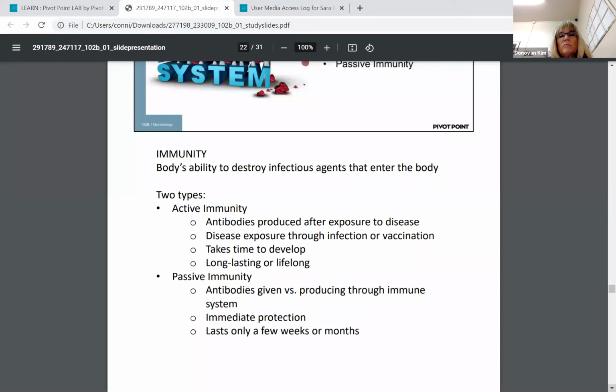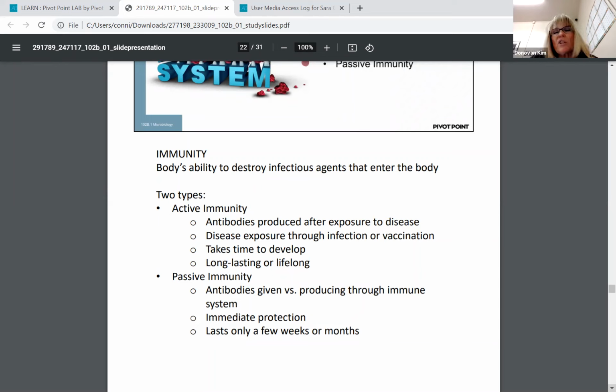So you get chickenpox, right? You get over it, and you don't get chickenpox again because your body has developed the immunity to it. Or you go get a vaccination for chickenpox, right? This one takes time to get over.